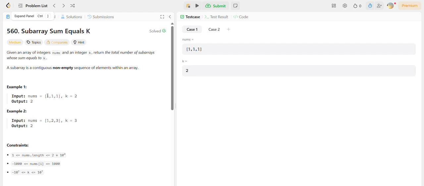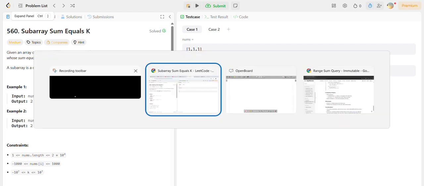So in this scenario, we have two subarrays where the sum equals 2. Of course, we can have this one and then this one, but we can't have the one that extends all the way to the end, because then the sum is going to be greater than 3. Okay, so let's explore our approaches.